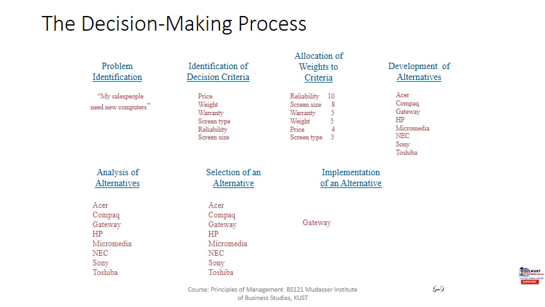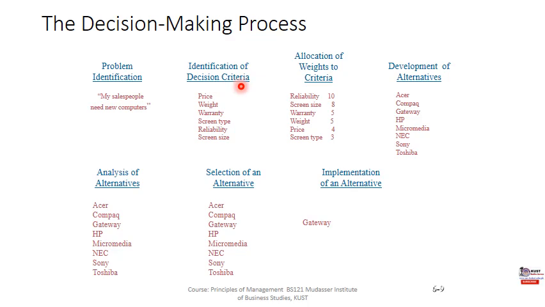Since the decision making process is an important management activity, let's once again go through this process. The first step is identification of problem. For example, the problem is my salespeople need new computers. So we can say that this is the problem identification, that we have identified that our salespeople are in need of computers.